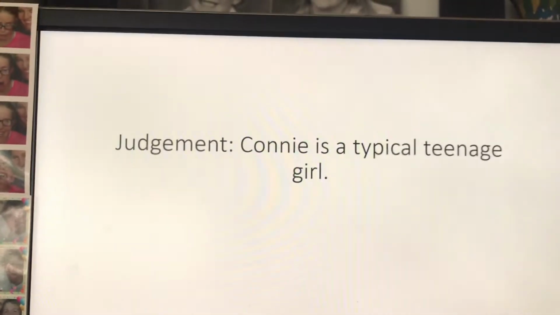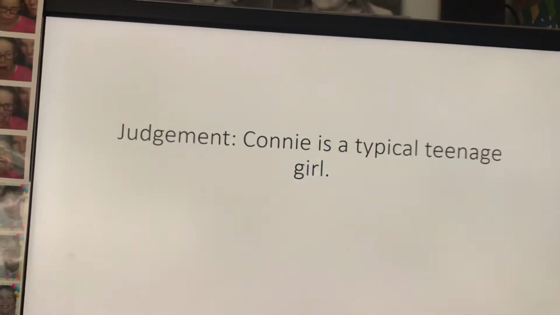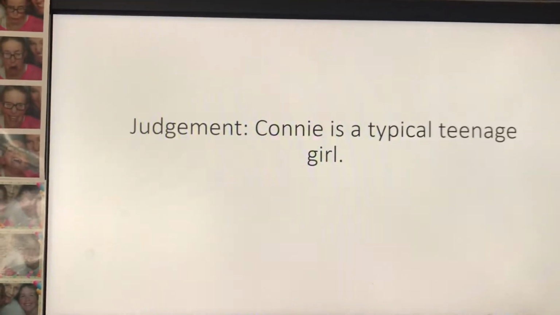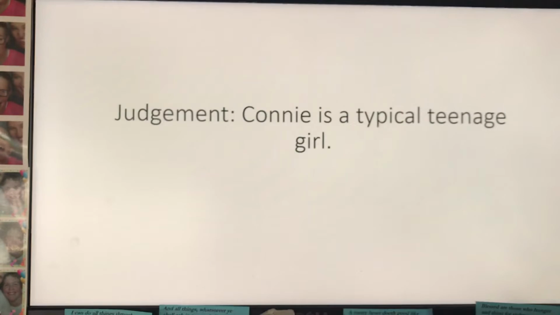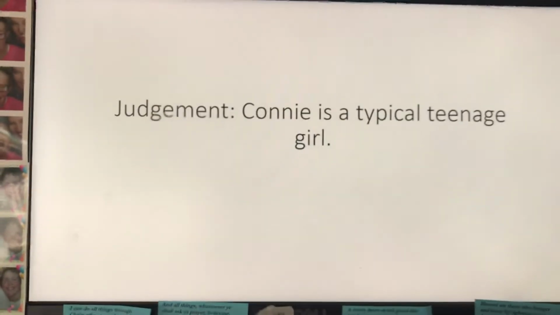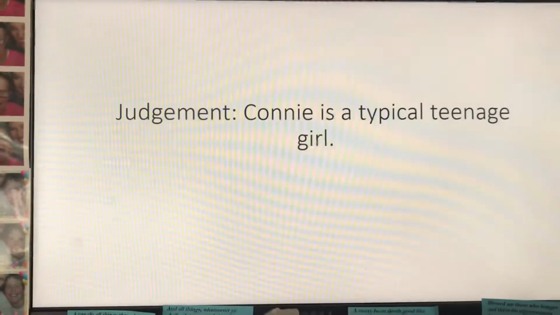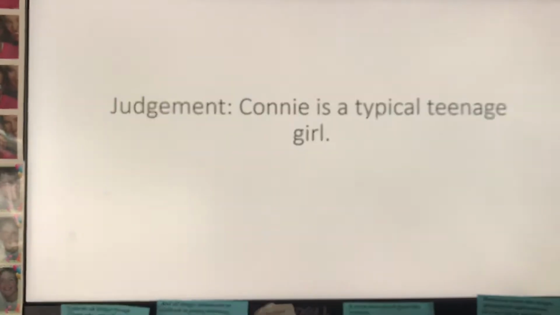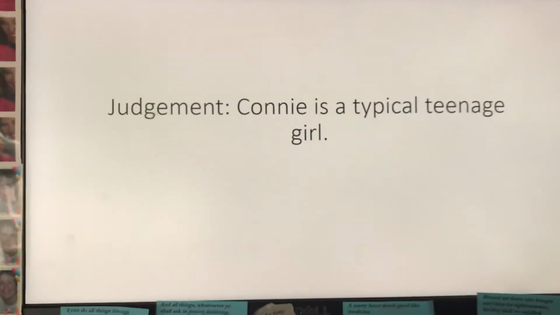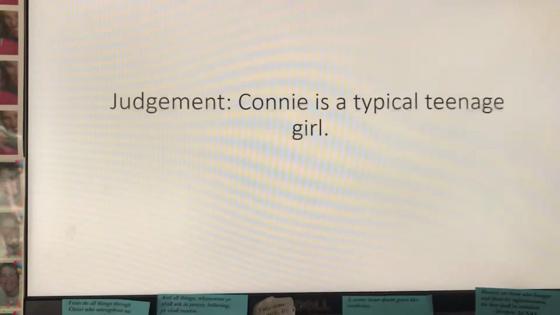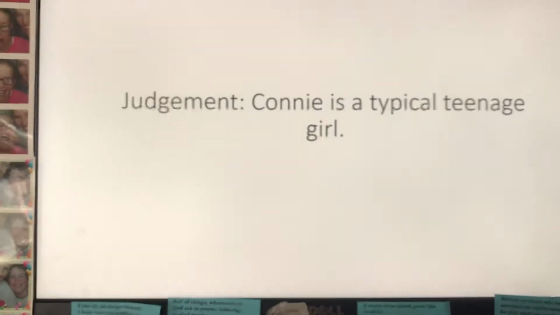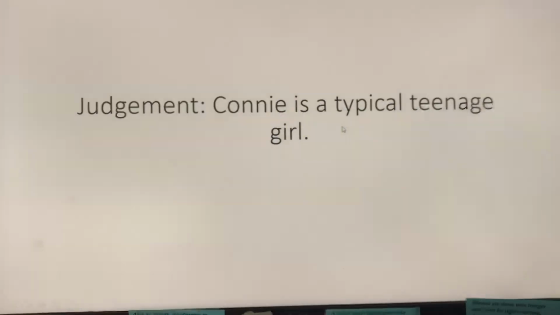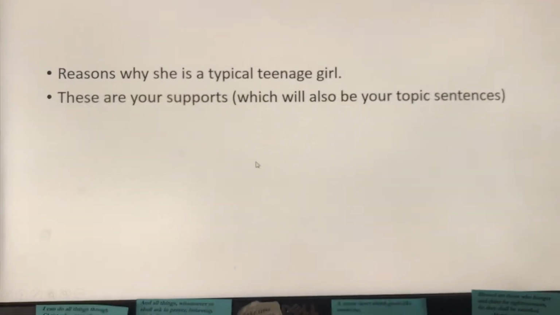Okay, so remember your thesis statement is a judgment about a character. I chose Connie to use as an example. It's a very easy one to use because there's so much information about her. And the judgment I'm making about her is that she's a typical teenage girl. You could also say that she's not a typical teenage girl, just as long as you find supports from the story that support that, okay? So that's my judgment, which is my thesis.